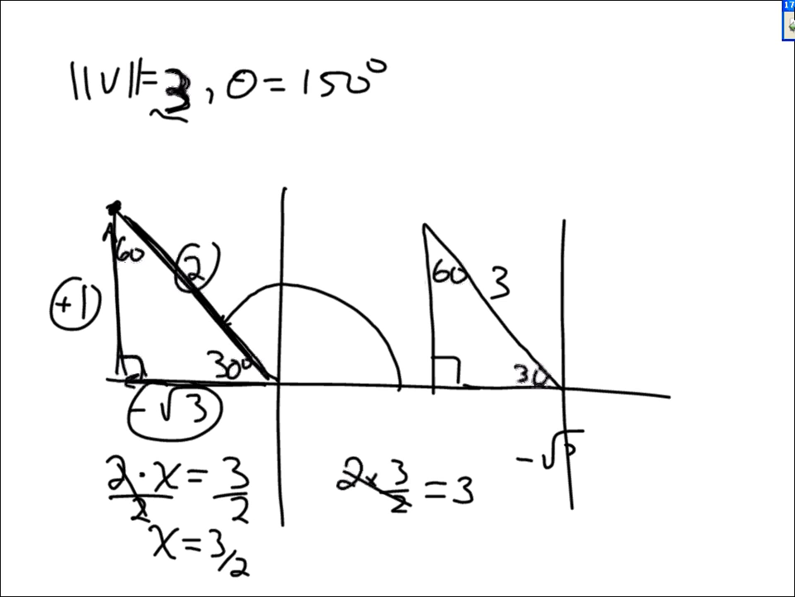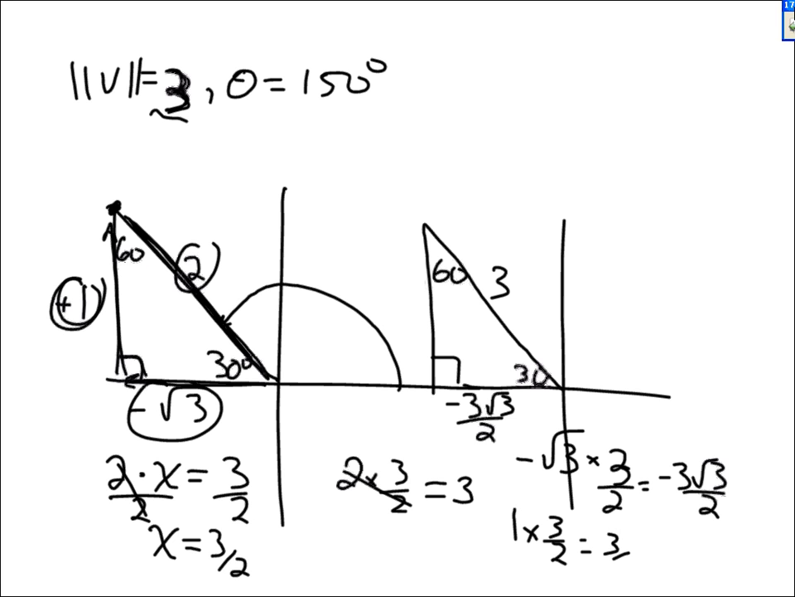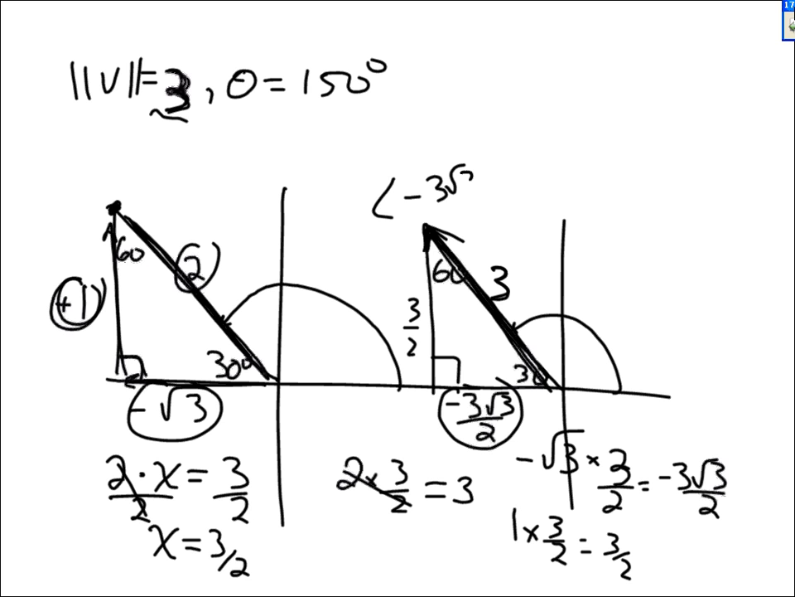I multiply the x value by 3 over 2, and I get negative 3 square root of 3 over 2, and I multiply the 1 by my 3 over 2, and of course I'll get 3 over 2. So this vector, that's 150 degrees off the positive x-axis, you know what? It has a length of 3. And I know that terminal point. It's at negative 3 square root of 3 over 2, comma, 3 over 2. That's my vector v. 150 degrees off the positive x-axis. It has a length of 3.